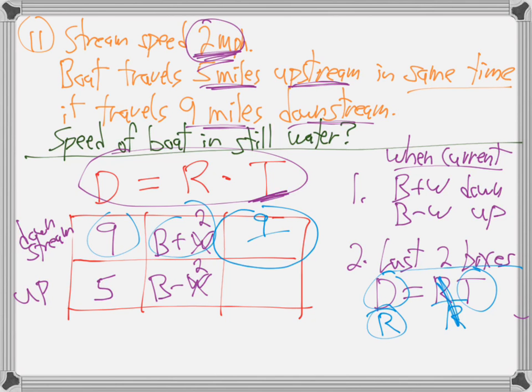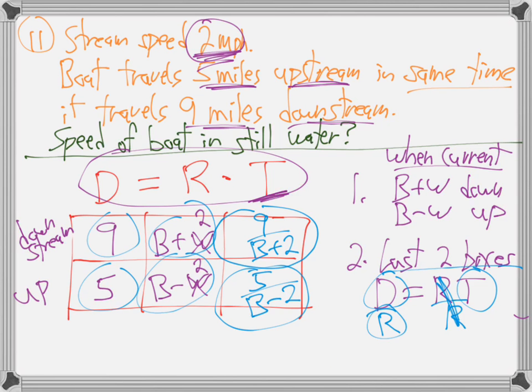This is going to be 9 over B plus 2. And this T box will be the D box over the R box, 5 over B minus 2. Does that make sense? How I got those 2 boxes? The T is D over R, huh? So it's left divided by middle, and left divided by middle. Because T is D over R, according to the dirt formula. Is that good?